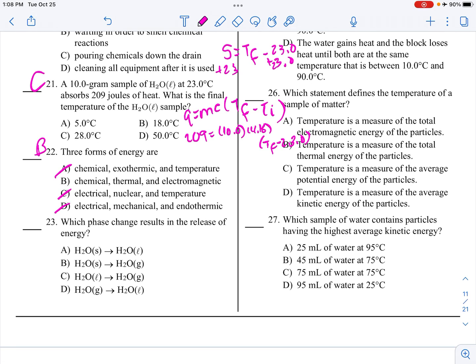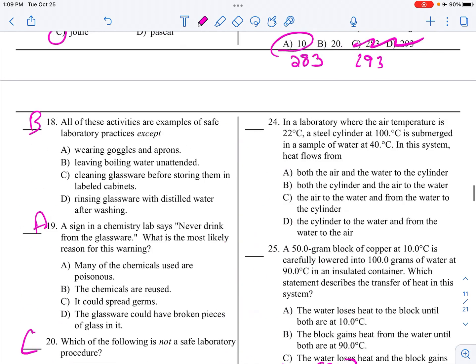Release of energy means exo. So when a solid becomes a liquid, we are absorbing heat, melting. When a solid becomes a gas, we're absorbing heat. When a liquid becomes a gas, you have to absorb heat. When a gas becomes a liquid, we give it off. D. All the exos are like this.